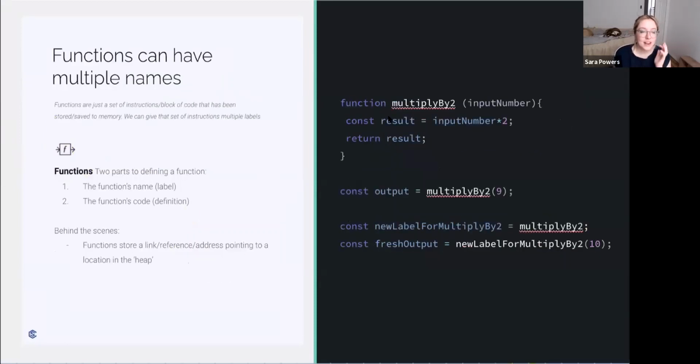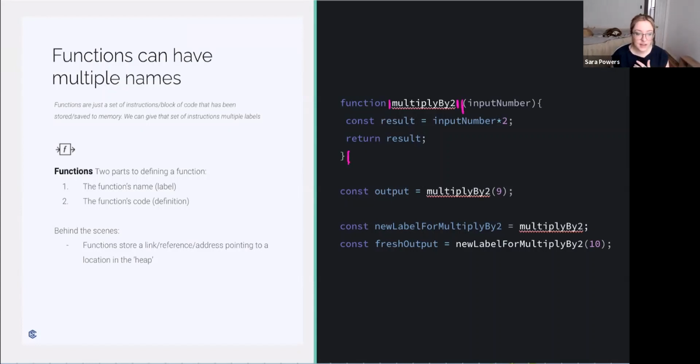So with those basic foundational principles and pieces in mind, it's important to also know that functions can have multiple names in JavaScript, right? Functions are just a set of instructions, a block of code that we want to save for later. And we can give that set of instructions multiple different labels, because there are two different parts when we're defining a function. There is the function's name, which is the actual label we give it. That's what we define right here after the keyword function. And then there's the definition, and the definition includes the parameter and everything that we've defined as part of the function definition.